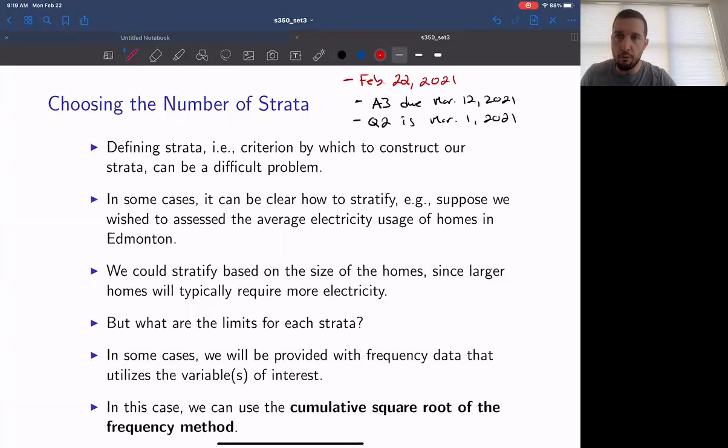We're going to talk about one approach for doing that, which is called the cumulative square root of the frequency method. This approach is a fairly simple idea. It's easy to work through, and it provides us with a method for at least evaluating the number of strata that would be considered optimal for a very particular situation.